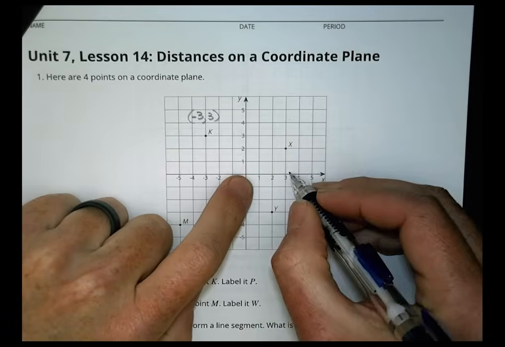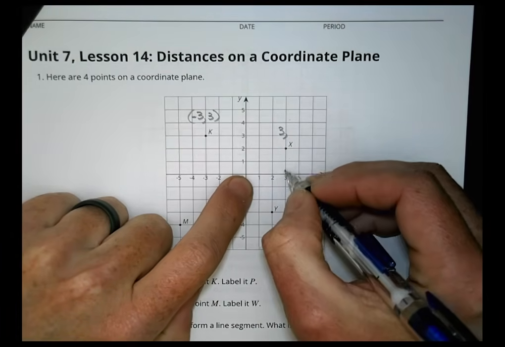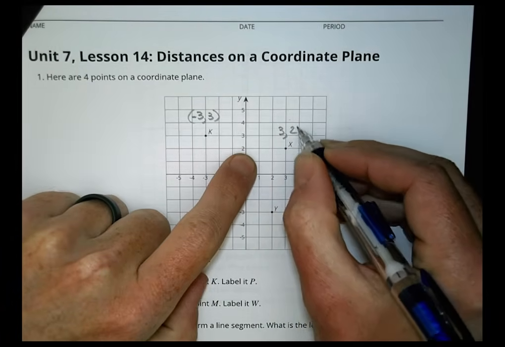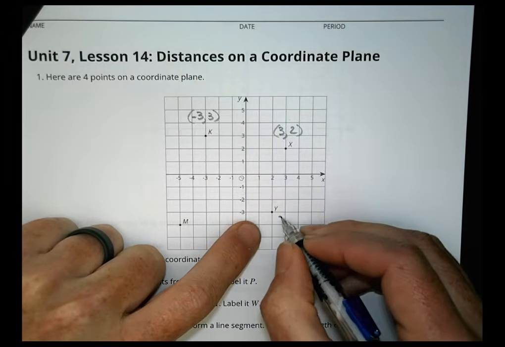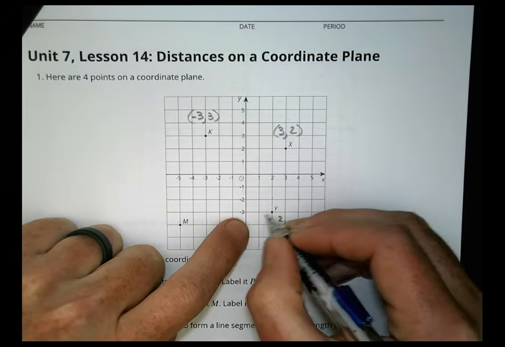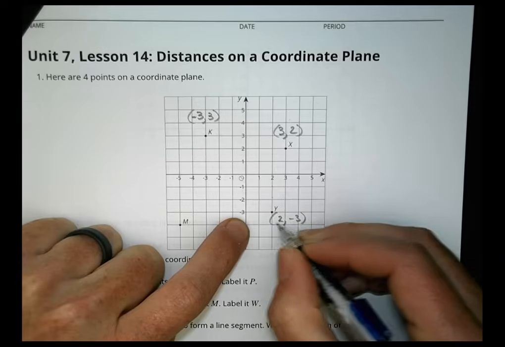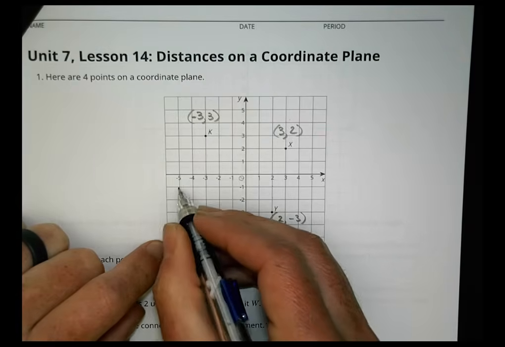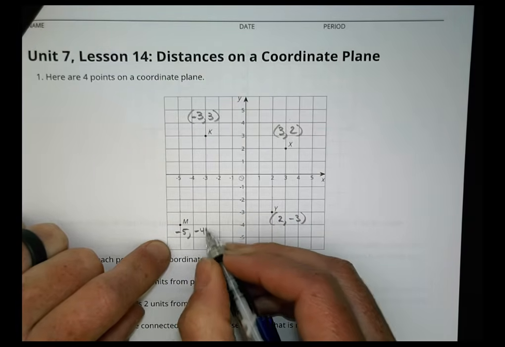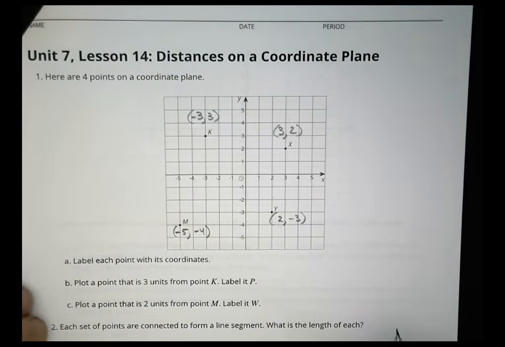Over here, we've gone over 3, and we've gone up 2. There's the x value for X. The y is over 2. And we've gone down 1, 2, 3 for negative 3. And over here we've gone over negative 5 and gone down 1, 2, 3, 4. So they're all labeled there.